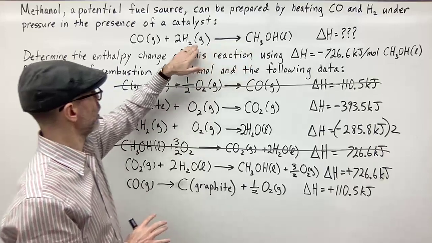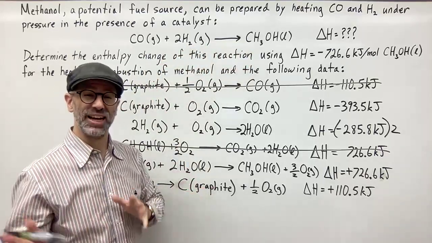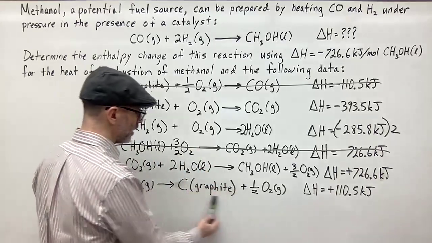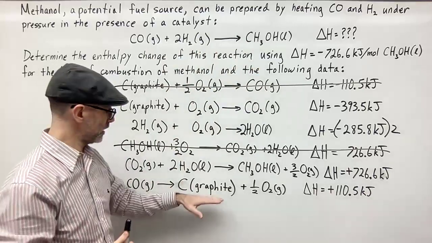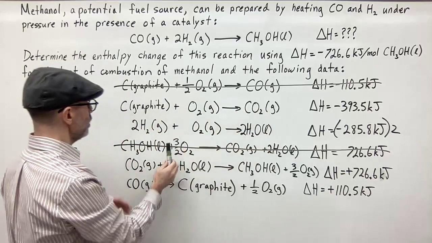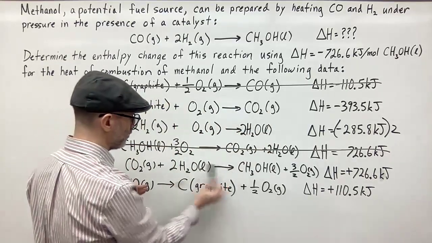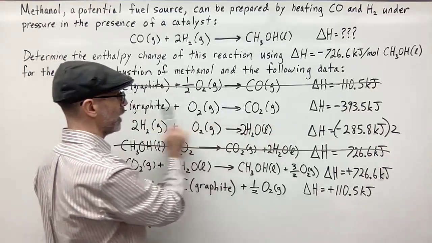So I have all of the things that I'm targeting in the right place, but now I need to make sure everything cancels out that I don't want. And right away I see I have graphite here, but I don't have any graphite in my equation, so I need to cancel this out. So I'm going to need to use this equation here. So the graphite here, I have one graphite on the reactant side, I have one graphite on the product side, so that's going to cancel out. So I'm going to keep this just the way it is.